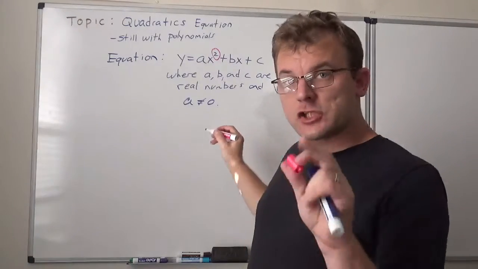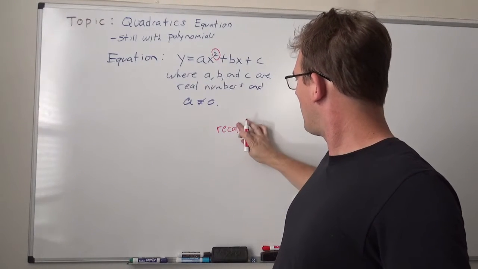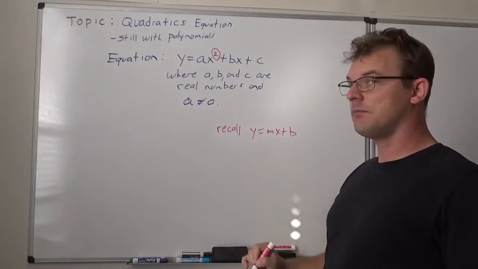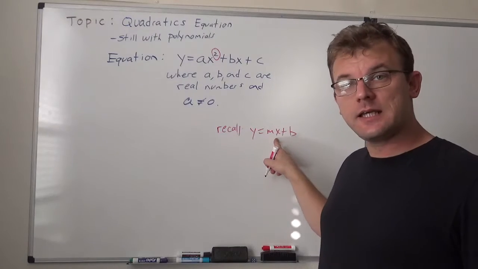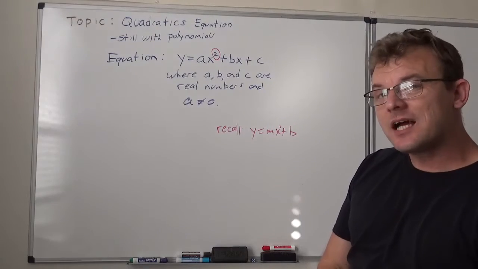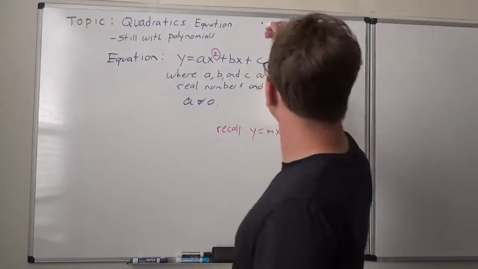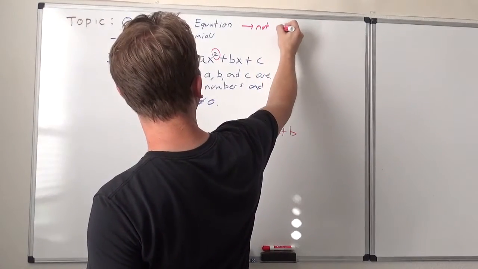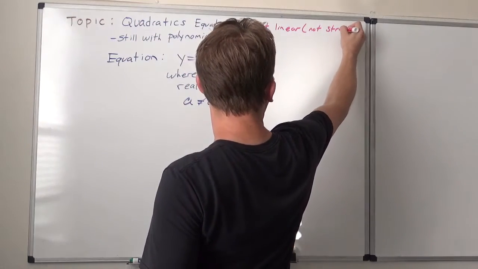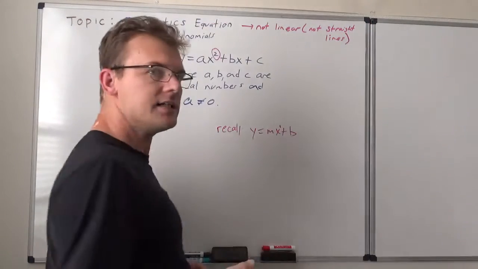Now, just recall, we don't need to put this down, but recall when we did y equals mx plus b. Well, remember what x was? It was our slope, but there was always a 1 right there. Well, this time, these are not linear. So quadratic equations, they're not linear. They're not straight. They're not straight lines anymore.